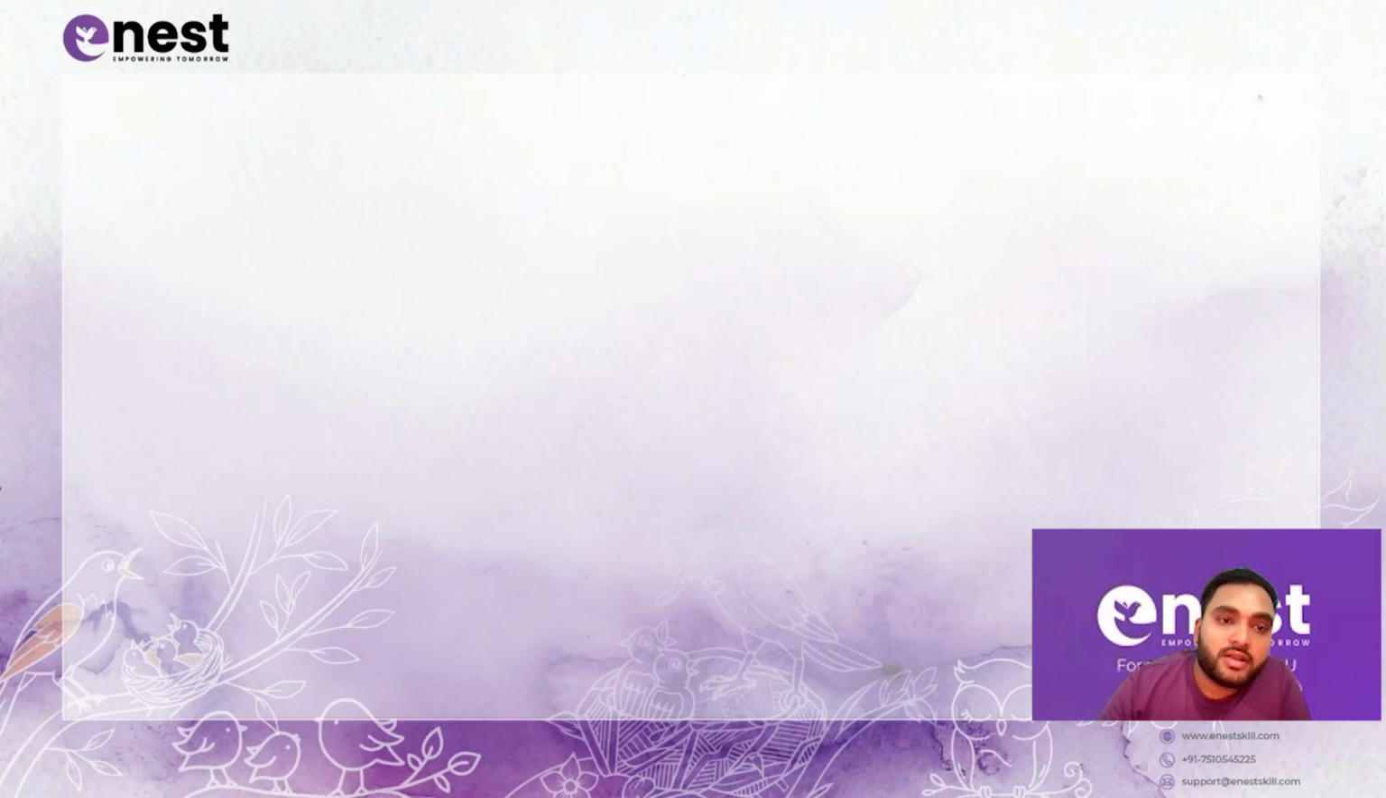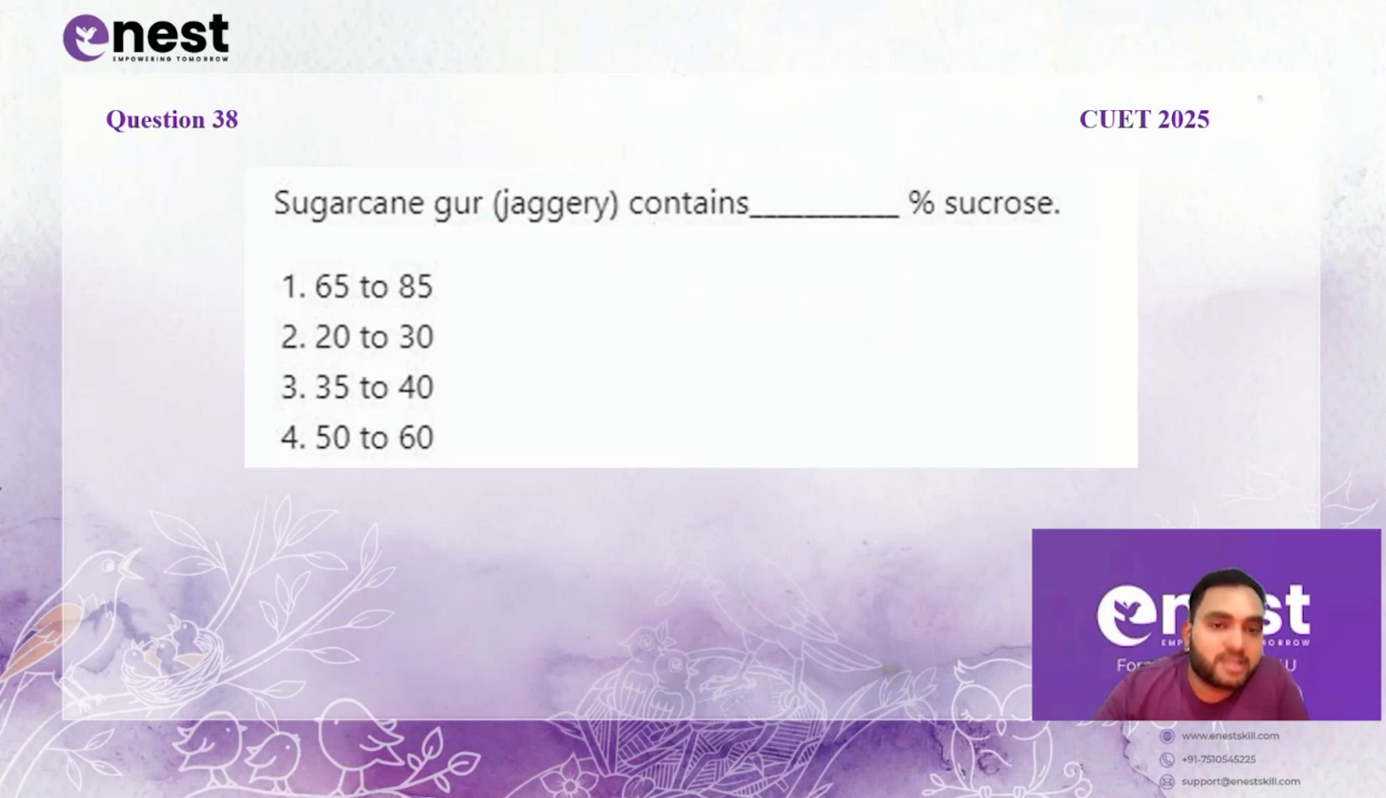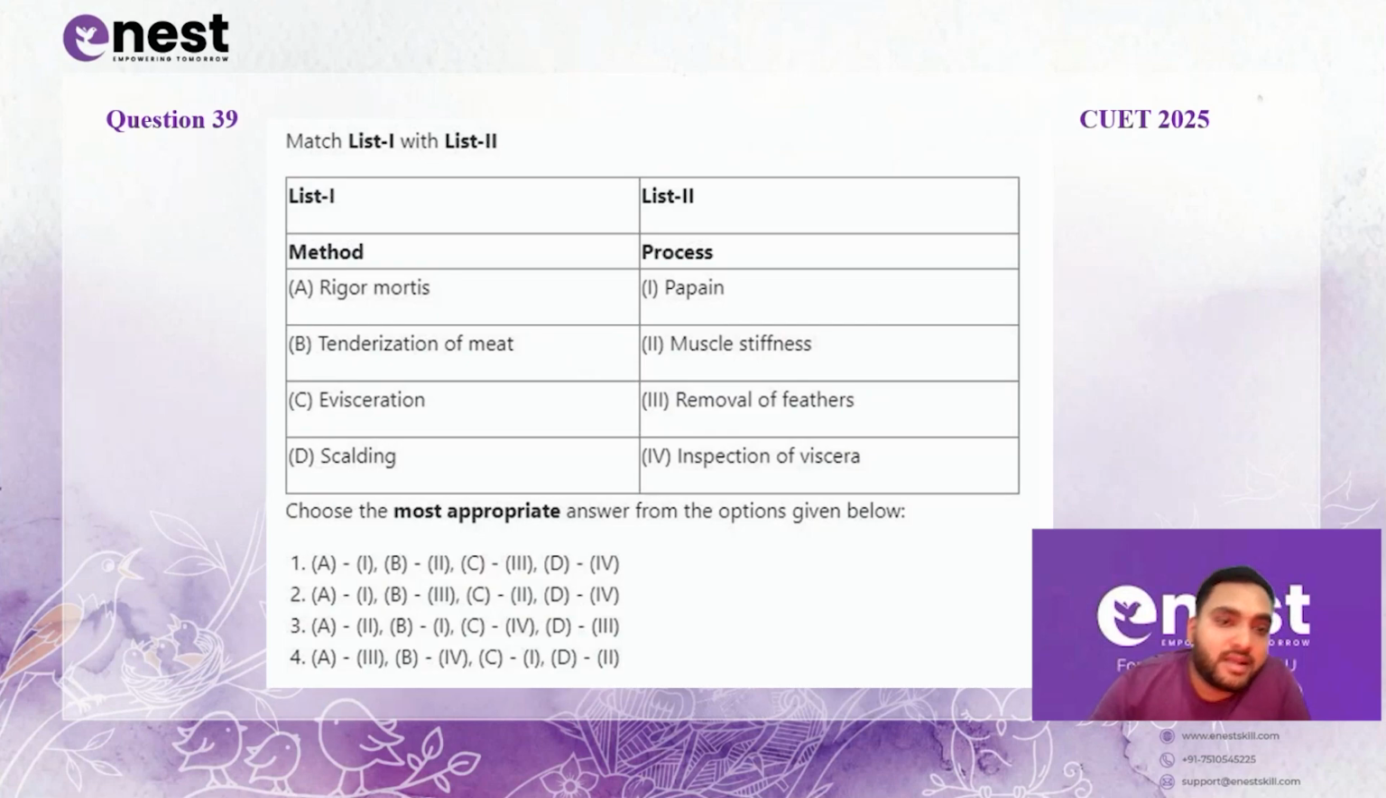Then coming to the next question. Sugarcane or gud, that is called jaggery, contains how much percentage of sucrose? This is a very simple question, and we have discussed this enough times when we were discussing the sugar processing unit, that 65 to 85% sucrose is there. That is jaggery, not your sugarcane juice. Be very clear, jaggery is a concentrated form of sugarcane juice. So it is being asked how much percentage of sucrose is there in jaggery. Clear? Then next go to the 39th question.